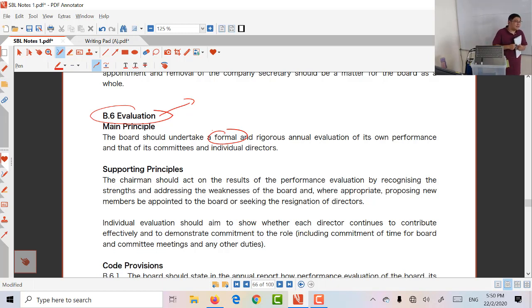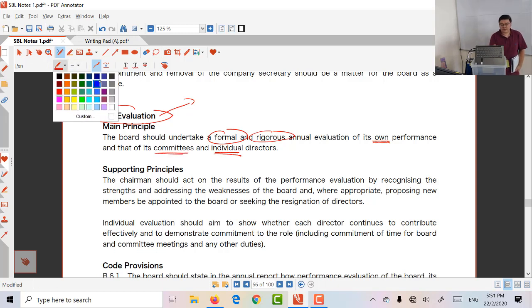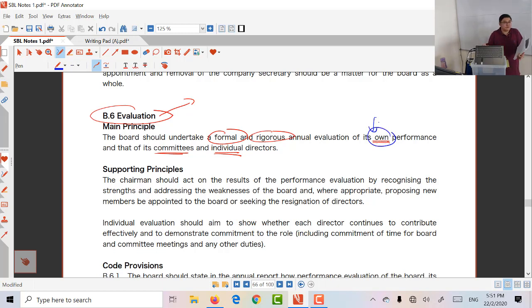Now, it could be informal, if, for example, I just sit down and chit-chat with you, okay, done. That means you don't even know why it is done, how it is done, when it is done. That should not be the way. It must be formal. Not only formal, it must be rigorous, strict. And you're told that we need to evaluate your own performance, the committee's performance, and the individual's performance. Now, own here refers to, who is this document talking to? The document is talking to the board. So you are supposed to evaluate your own, I mean the board's performance, and the individual committees and the individual directors.